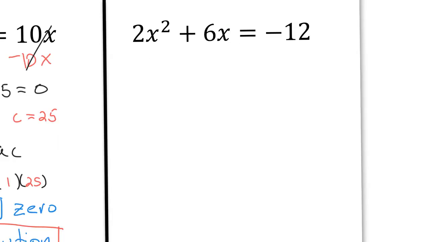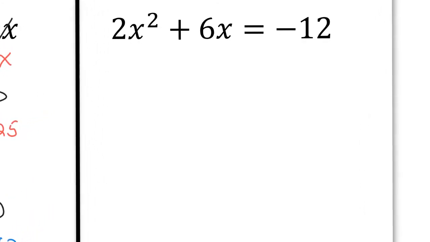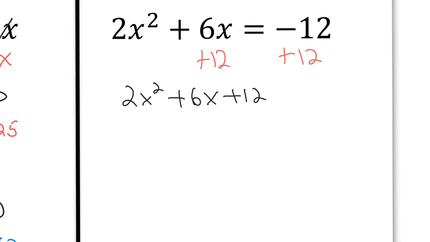And here we have 2x squared plus 6x equals negative 12. So first of all, let me just move everything to one side equal to 0. So I'm going to do the opposite of the minus 12. That's going to be a positive 12 here. I'm going to add 12 over here. So we have 2x squared plus 6x plus 12 equal to, cancel this out, 0. Now we can find the a, the b, and the c. So a is 2, the one with the x squared. B is 6, the one with the x. And c is 12, the one with the constant.